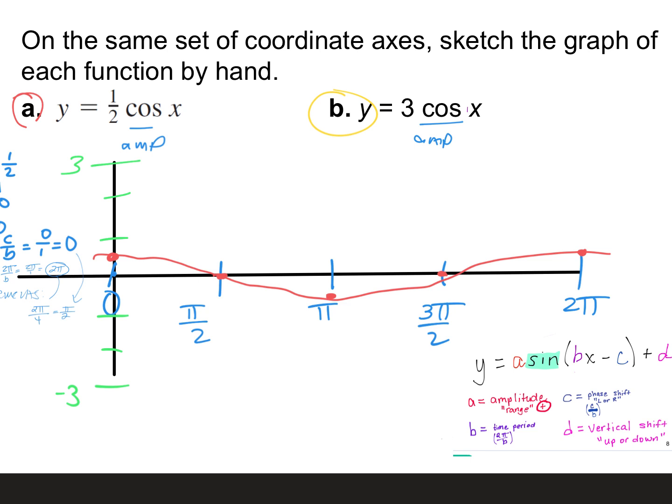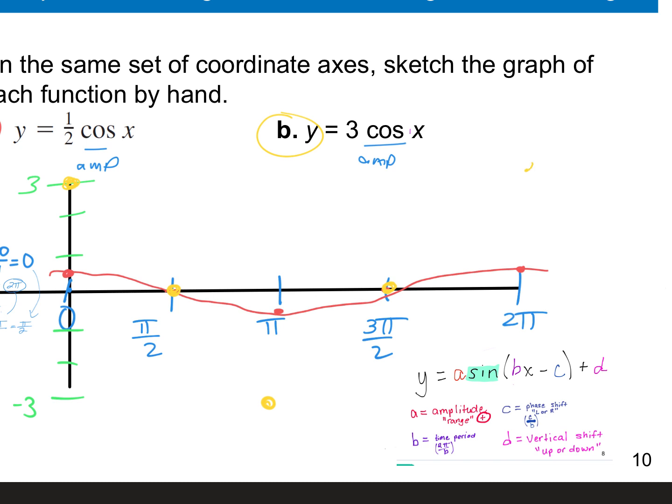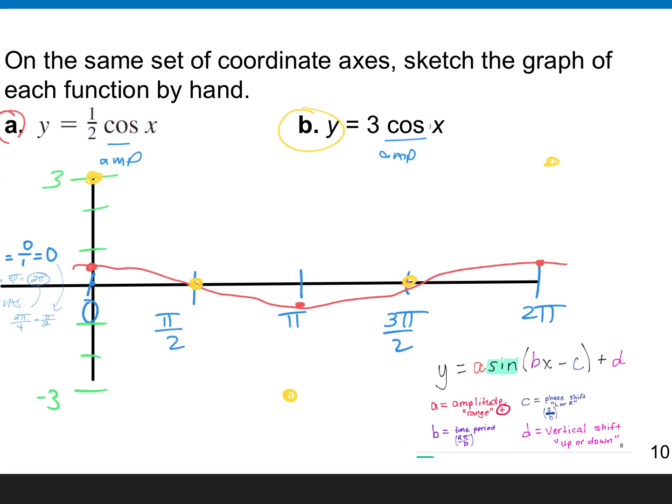So in my cosine curve, where do I start? What's my amplitude in B? 3. So I'm going to start here at 3. And then I hit what? The x-axis at pi over 2. Then where do I go? Negative 3. Then I hit the x-axis again. Then where do I go? You just keep alternating between amplitude and x-axis, amplitude and x-axis.